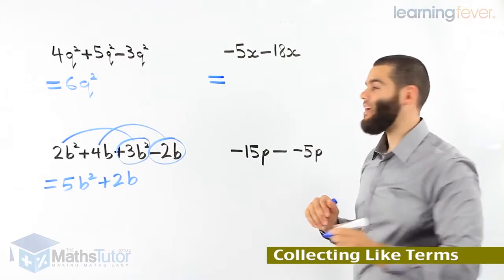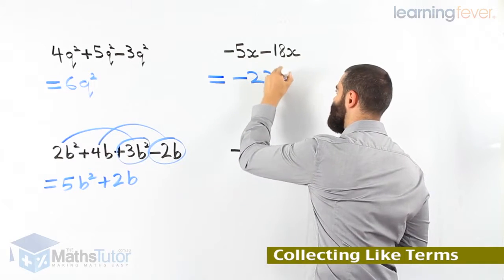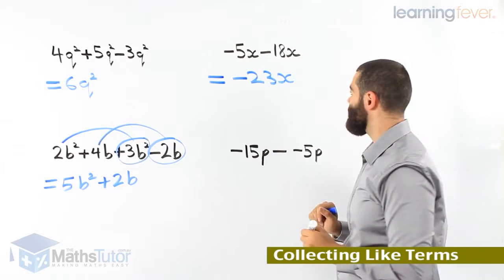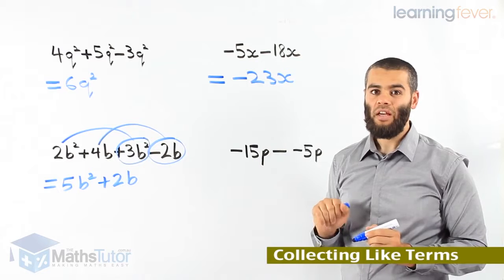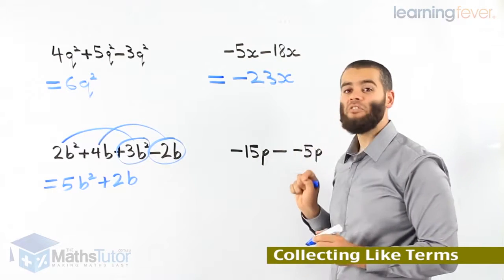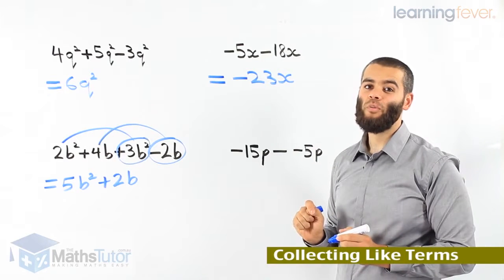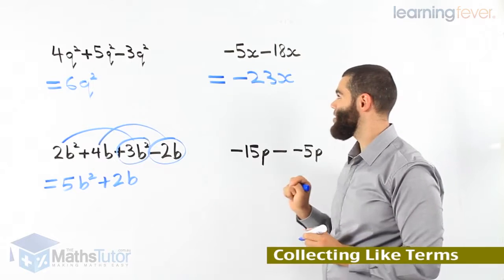Minus 5 minus 18 is negative 23, and of course we put our pronumeral, negative 23x. If you get stuck, you can use your calculator, but I tell students, please rely on your brain. You'll become very good, and you'll be a master in mathematics.